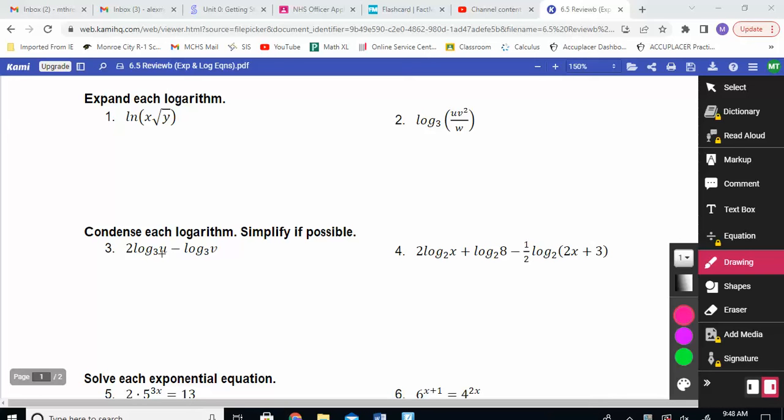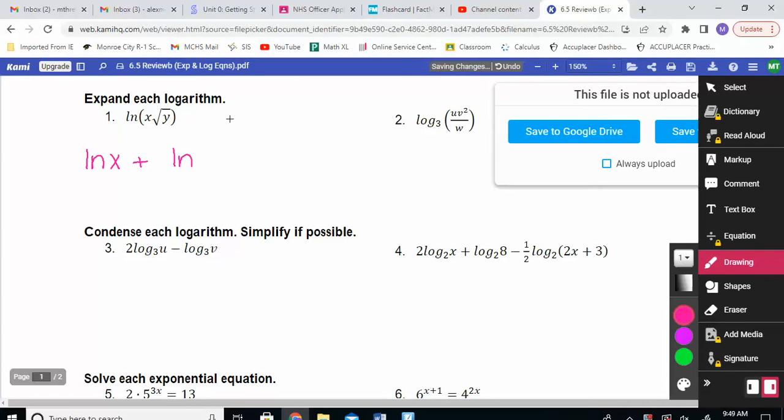Work through some things, just kind of reviewing different strategies. So expanding and condensing. I know that really wasn't in this section, but it's still something we need to know. If things are multiplied, how do you break them up? Right, you add. So this is the natural log of x plus the natural log of, okay, a square root is like what power? 1/2. So we could think of this as the natural log of x times y to the 1/2.